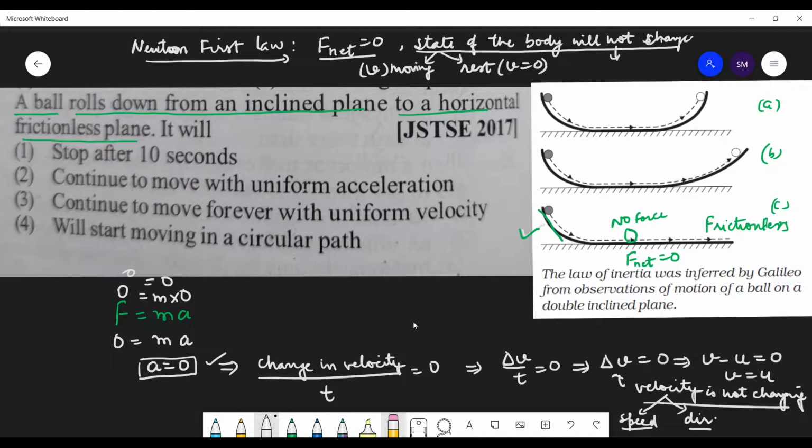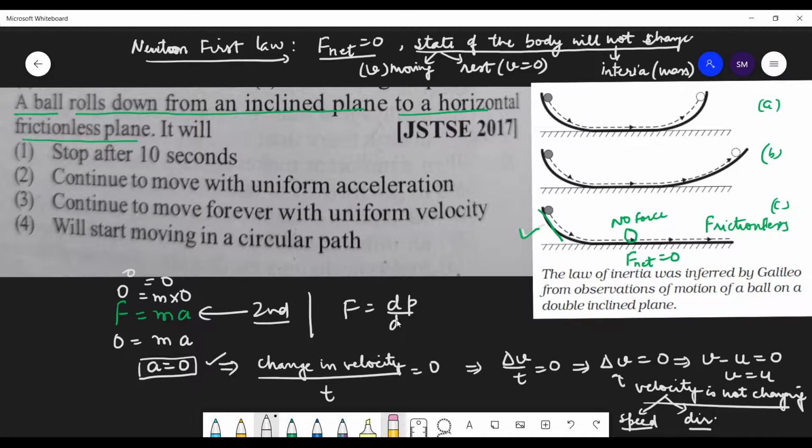So inertia of the body does not allow the body to change its state. It is the inertia of the body which is due to the mass. So more is the mass, more is the inertia. And this is Newton's second law. And how do we write Newton's second law in terms of momentum?